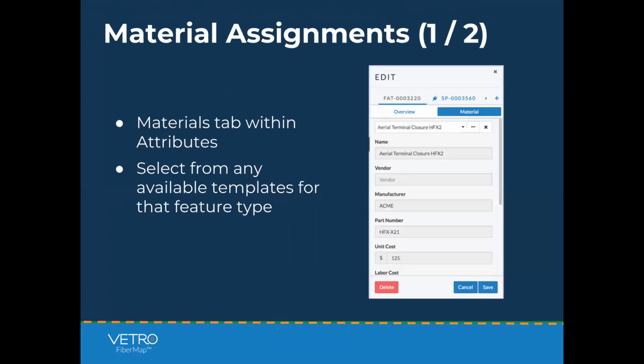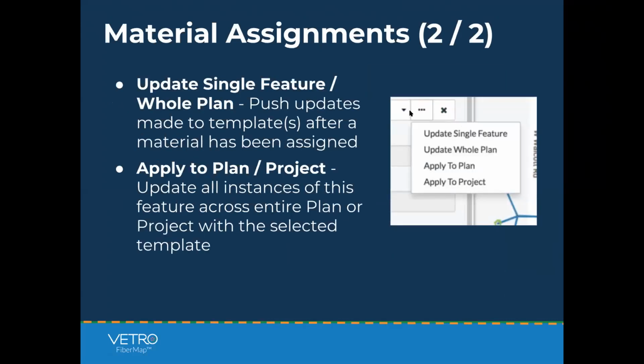So once you've created those, you can jump into any of those features, and if there is a template available, you can then assign that template directly to that feature. There's an ellipses menu there within the materials, and there are two categories of options: update single feature or update whole plan. This allows you to push updates to these material templates that are assigned after you have made changes to the template.